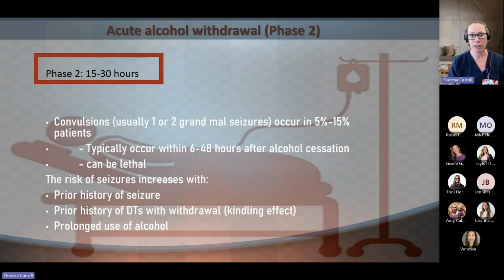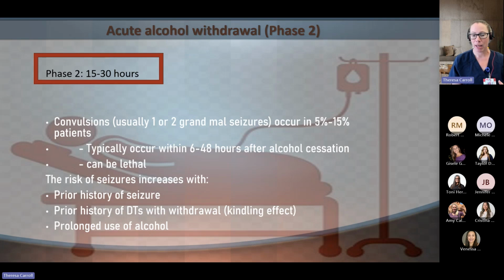As we get to phase 2, we're talking about 15 to 30 hours. Again, the peak in terms of risk for grand mal seizures happens in that second phase, and it occurs in about 5 to 15% of patients. Typically, it's between 6 hours and that second day that we're really worried about, but that can be lethal, right? And again, risk for seizure increases with any prior history of seizures because the brain is a little bit more fragile, and we can have that kindling effect, where each detox gets a little bit worse.